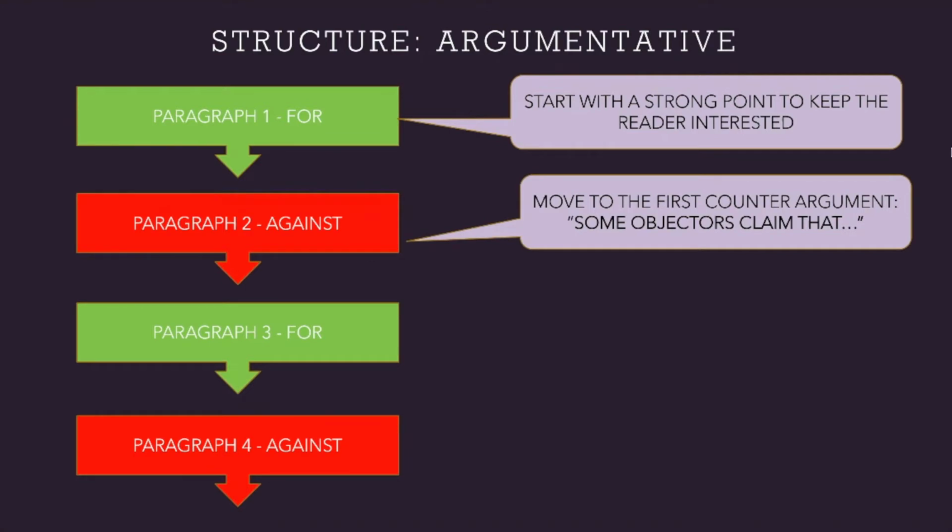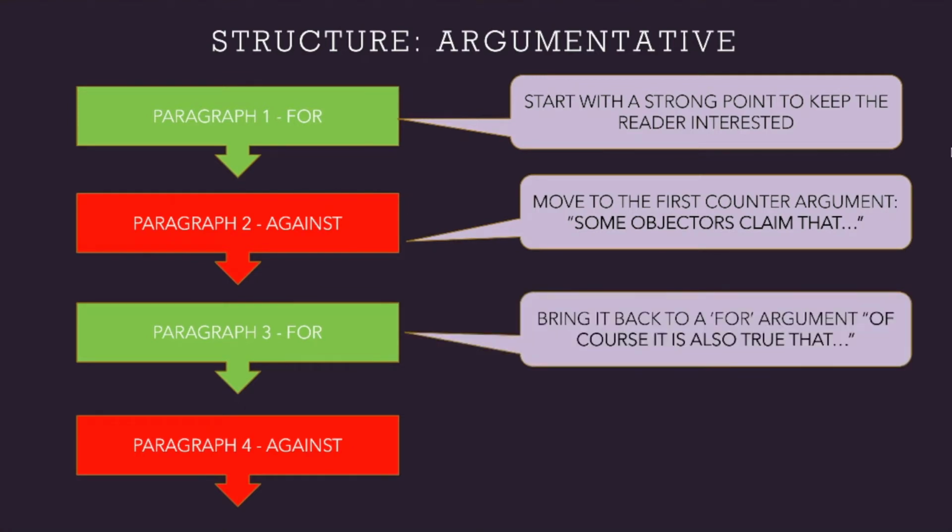So in the first paragraph, you're going to start with a strong point to keep your reader interested. Your first against paragraph, paragraph 2, move on to your first counter-argument. Some objectors claim that. Use a nice introductory transition sentence like that to get you started. Then you go back to the for side, paragraph 3. Bring it back to a for argument. Of course, it is also true that blah, blah, blah.